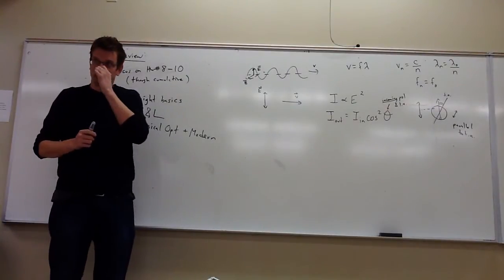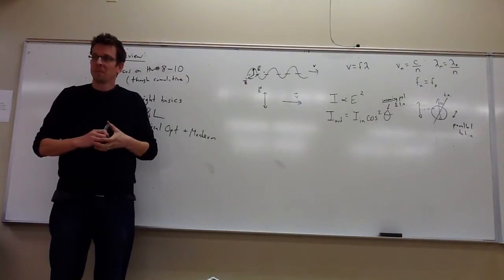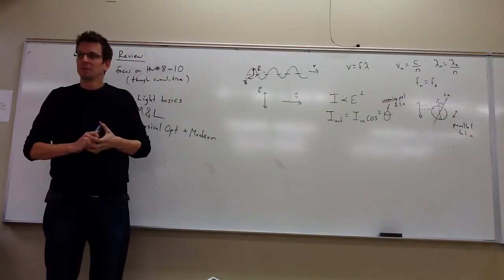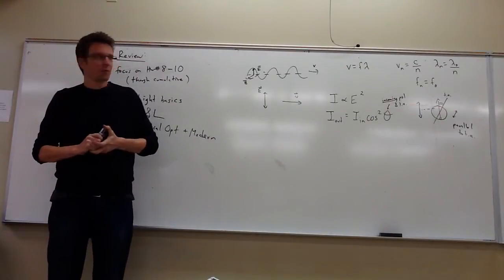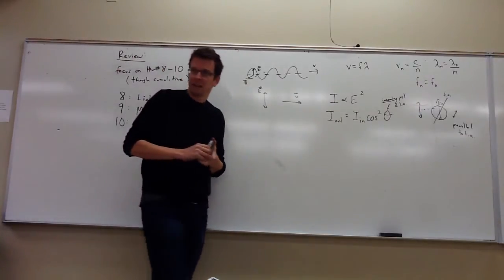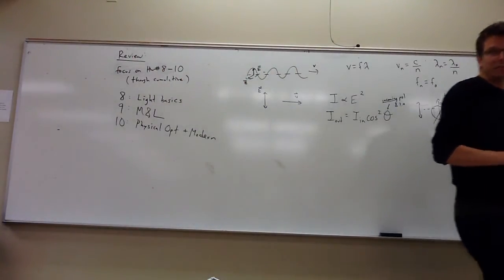The thing that your eye cares about when you see light is frequency, right? Frequency and intensity, right? So frequency is the color and intensity is the brightness. Okay.